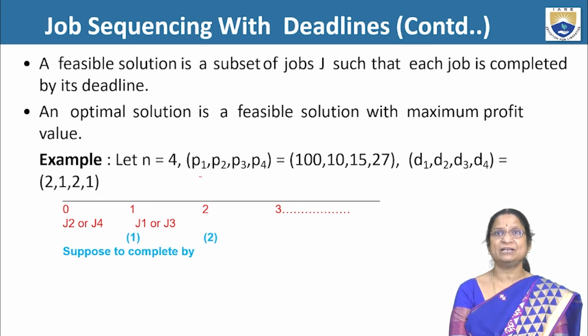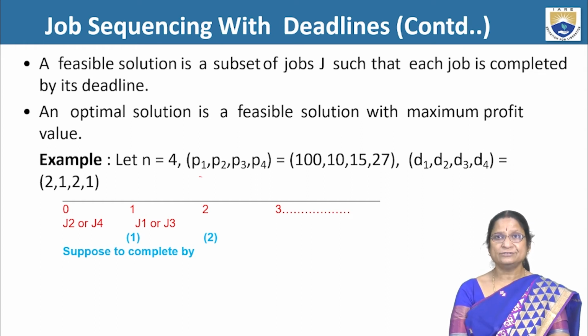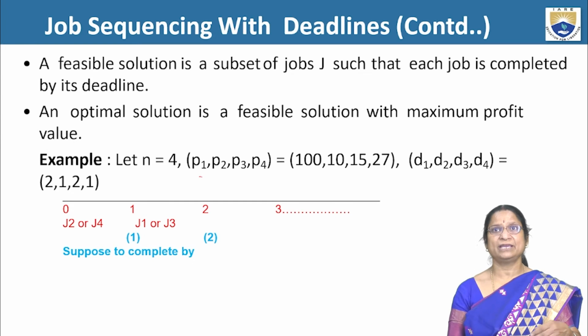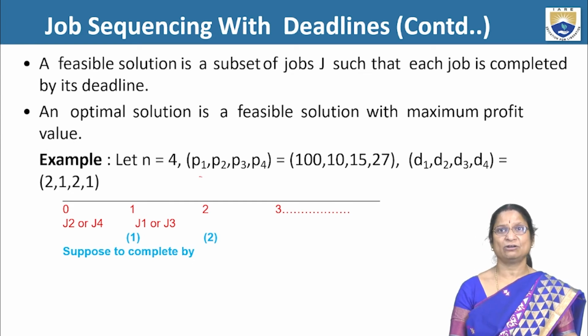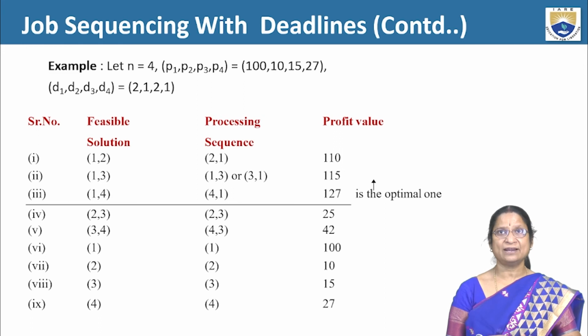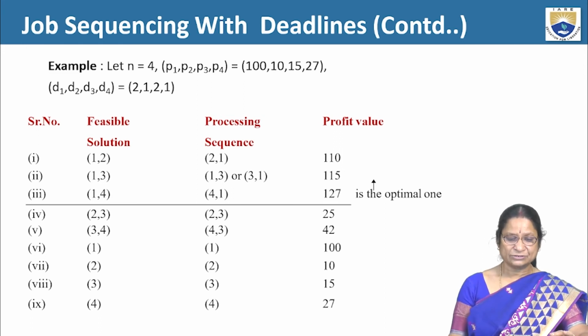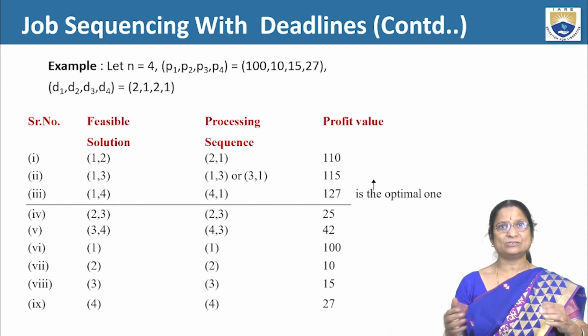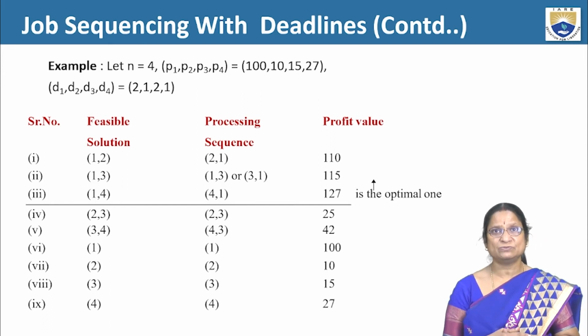Only 2 jobs can be done in this problem. Others are not possible because the deadlines are only 2. After 2, I cannot enter any job into the machine at all, because by that time the deadlines are completed. So, considering the same example, P1, P2, P3, P4 are the profits: 100, 10, 15, 27, and these are the deadlines. First, the brute force approach: all possible solutions.